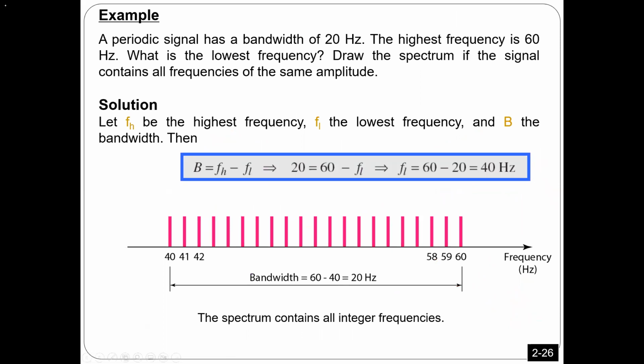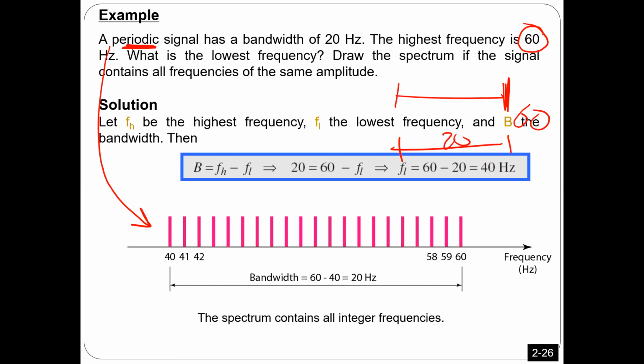Very simple example. Let's start with the first example, a periodic signal, very important. When I tell you it's periodic and then ask you to draw the frequency domain, it has to be discrete. That's why I'm telling you it's periodic. So a periodic signal has a bandwidth of 20, and then I'm telling you the highest frequency is 60. Here, the highest one is 60, and the whole bandwidth from here to here is 20.